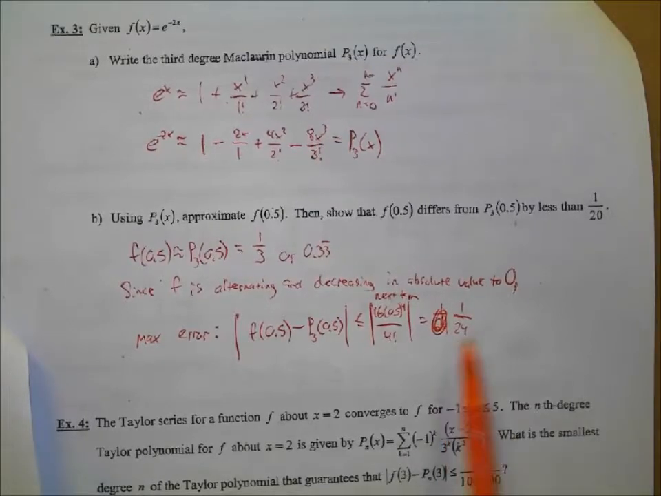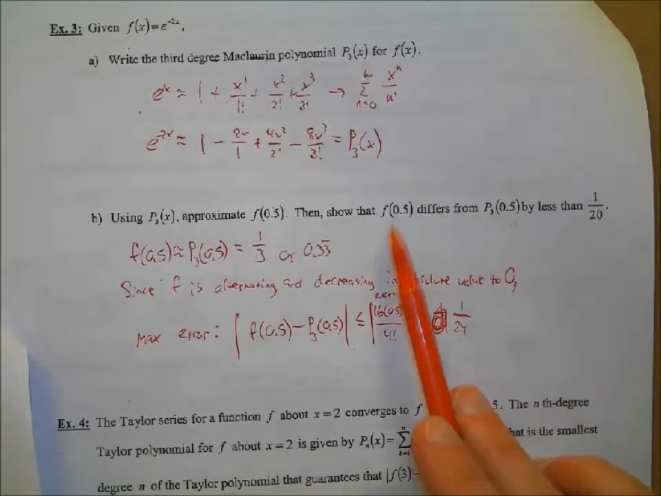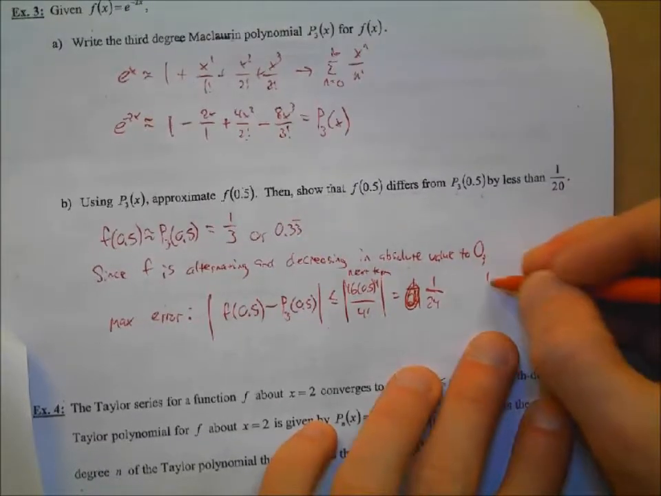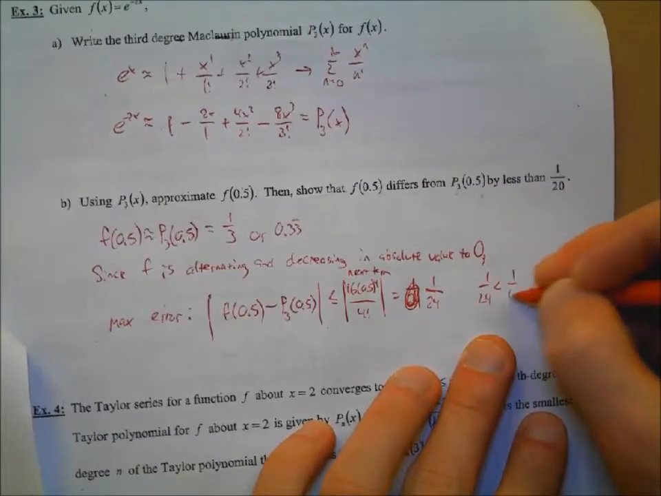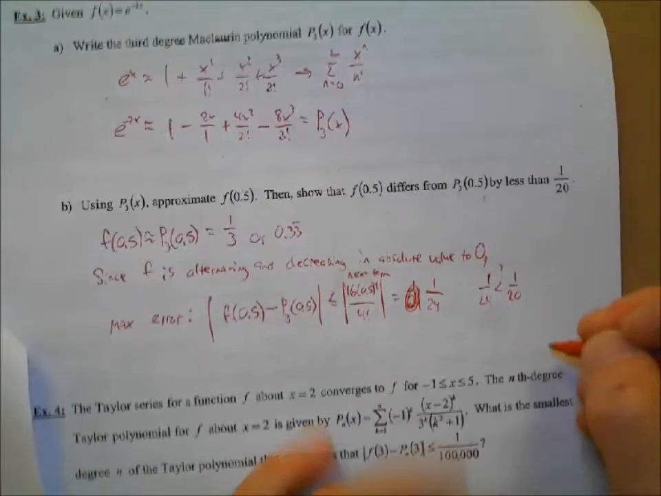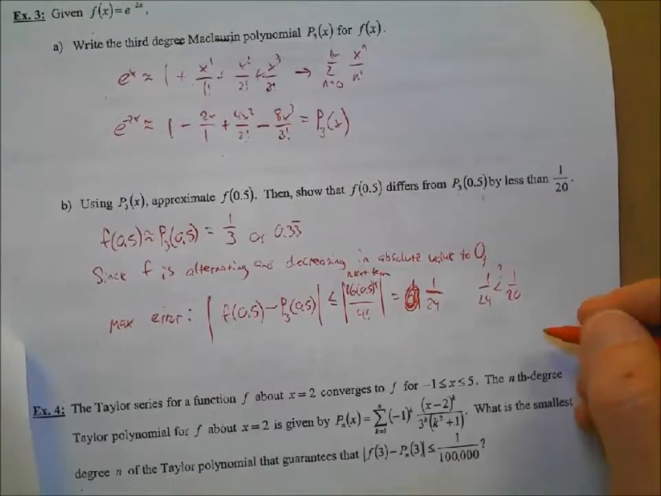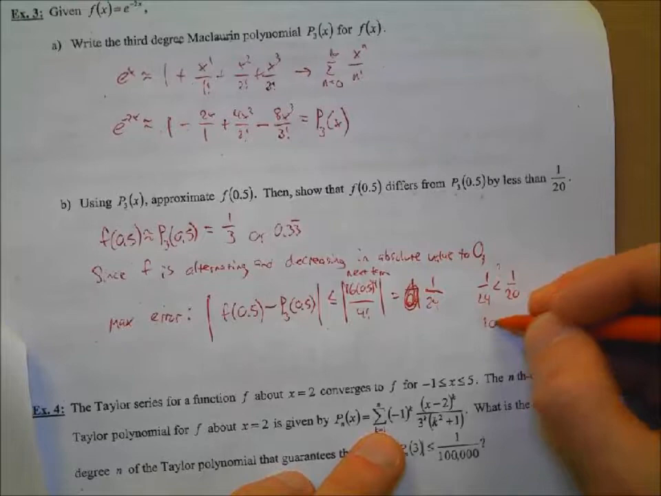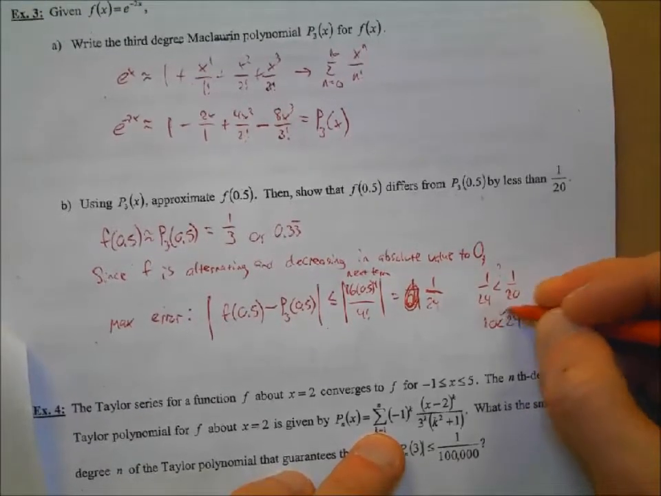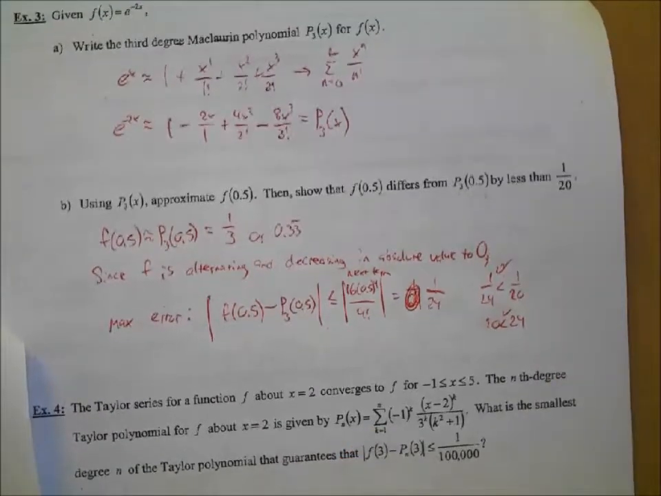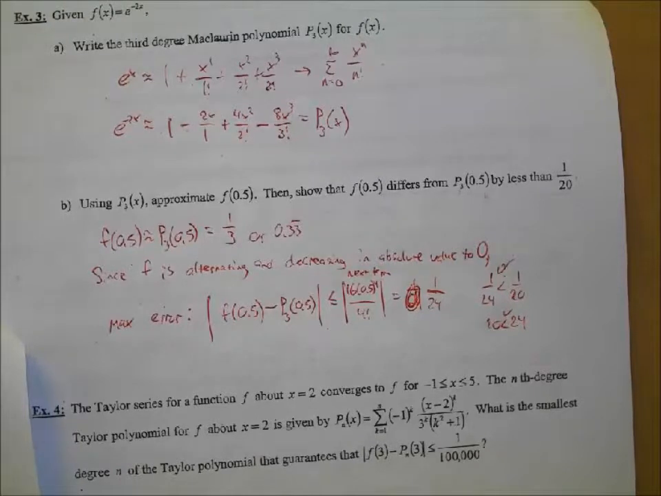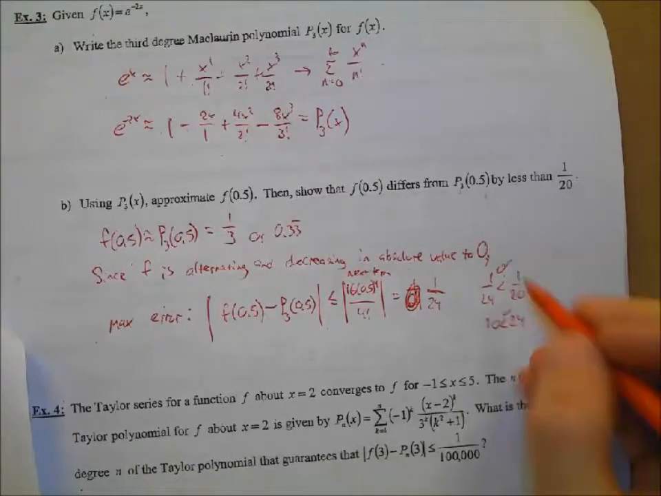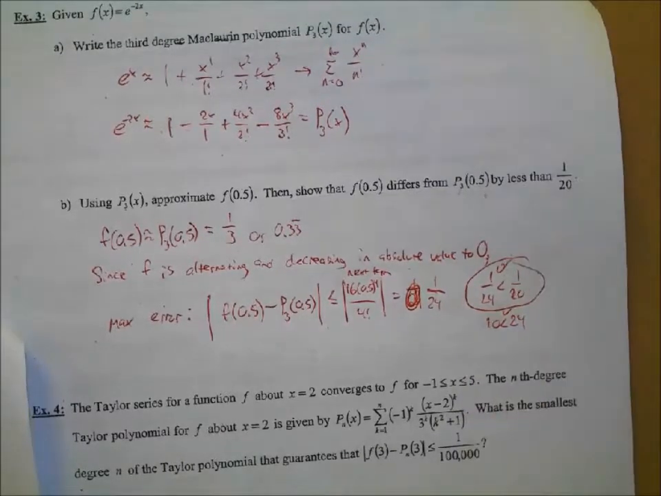We're trying to show that these two differ by less than 1/20th. Is 1/24th less than 1/20th? Yes, of course the answer is yes, right? And if you don't believe me, we can cross multiply here and say, is 20 less than 24? And so yes, that's true. 1/24th is less than 1/20th. So they do differ by less than that.